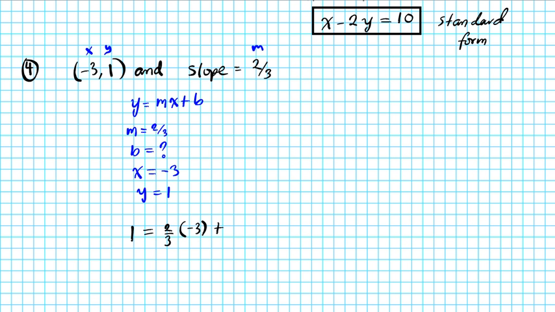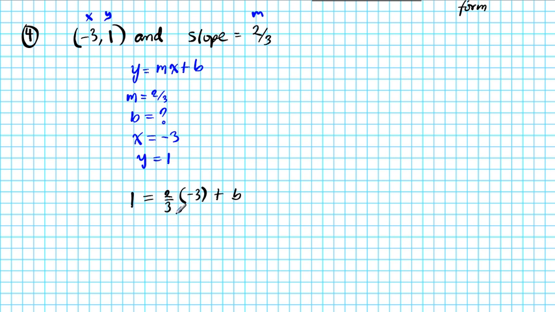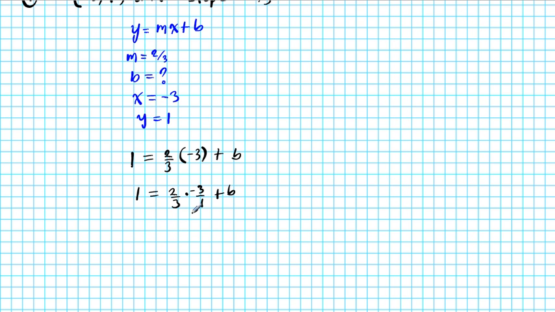Because what is b? I don't know, but that's what I'm looking for. Times b. Okay, so let's solve this equation for b. We're going to have 1 equals 2/3 times -3/1 plus b. Just multiply across, top and bottom. I made this a fraction so you see that it multiplies the top and the bottom. We have 1 equals -6/3 plus b.